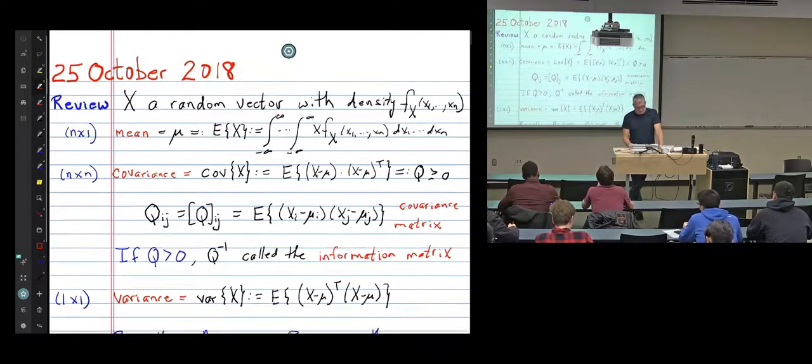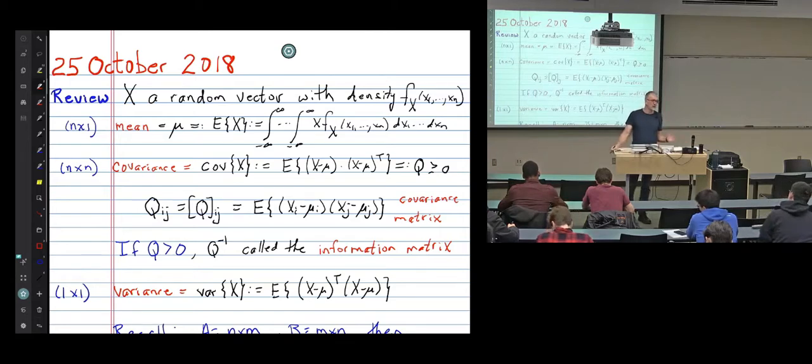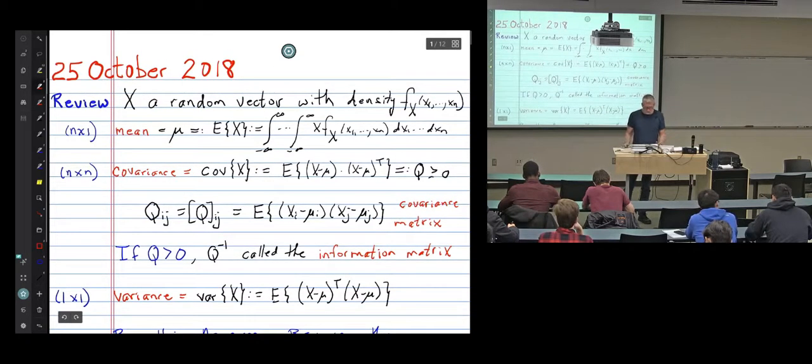a random vector. We'll do a more in-depth probability review where we get into conditional probabilities and conditional random vectors before we do the Kalman filter. But for now, all we need is the notion of mean and variance.